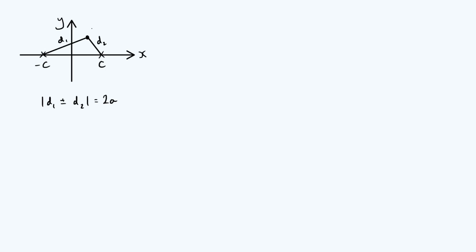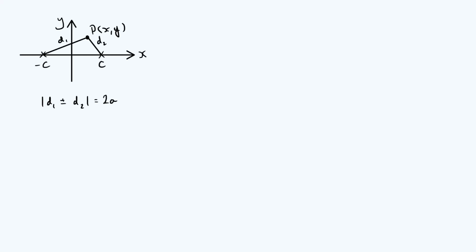We've got some arbitrary point, which I'm going to call p. Because it's arbitrary, we can just say its coordinates are x, y, and I've labeled two distances, d1 and d2, which are the distance from minus c, 0 to p and from c, 0 to p respectively.